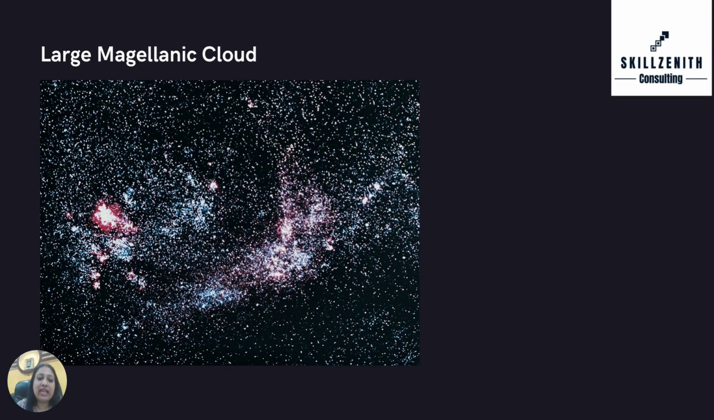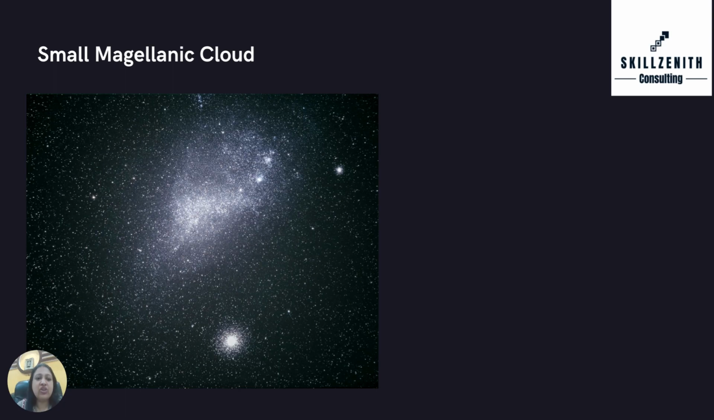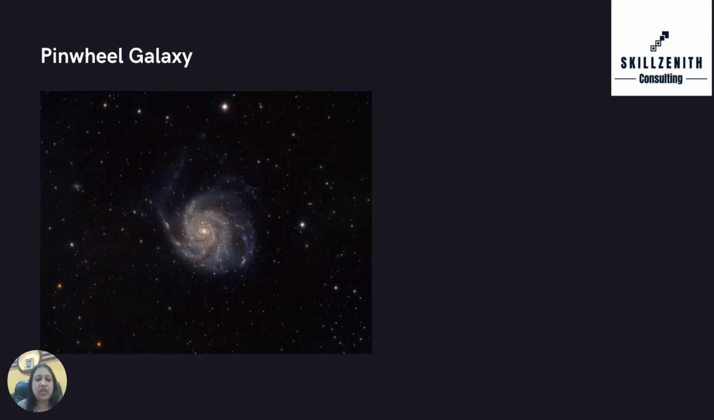Large Magellanic Cloud. This is also one of the galaxies. And then you have Small Magellanic Cloud. This is one of the galaxies. Then you have Pinwheel Galaxy. It almost looks like a wheel, right? Looks like a pinwheel, so it's called Pinwheel Galaxy.